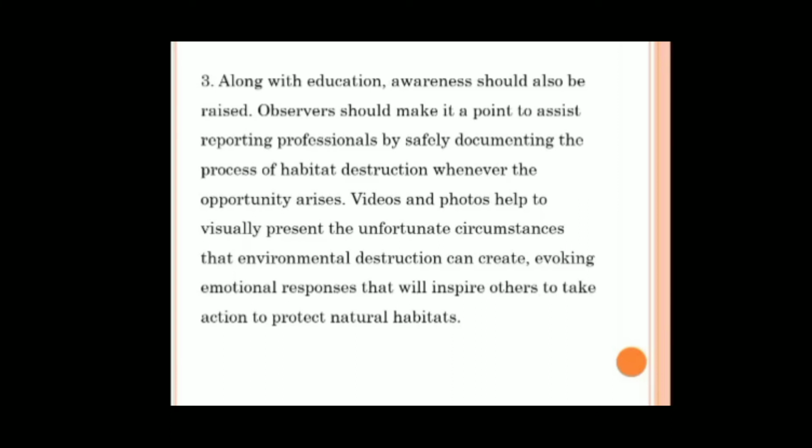Along with education, awareness should also be raised. Observers should make it a point to assess and report to professionals by safely documenting the process of habitat destruction wherever the opportunity arises. Videos and photos help to visually present the unfortunate circumstances that environmental destruction can create, evoking emotional responses that will inspire others to take action to protect natural habitats.